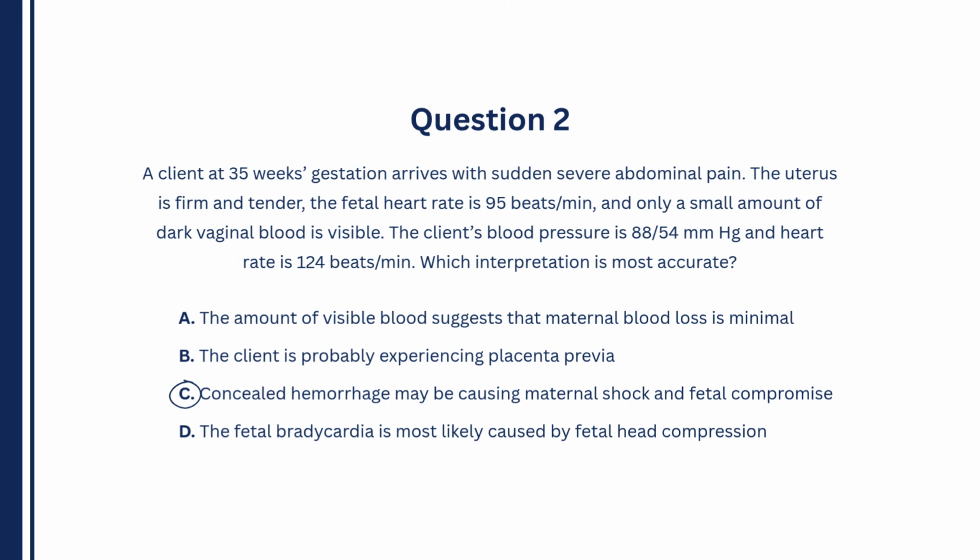It's C. Concealed hemorrhage may be causing maternal shock and fetal compromise. The findings strongly suggest placental abruption. Blood may collect behind the placenta, so visible vaginal bleeding can significantly underestimate the actual blood loss. The painful, rigid, or tender uterus, maternal shock, and fetal bradycardia indicate a severe obstetric emergency.